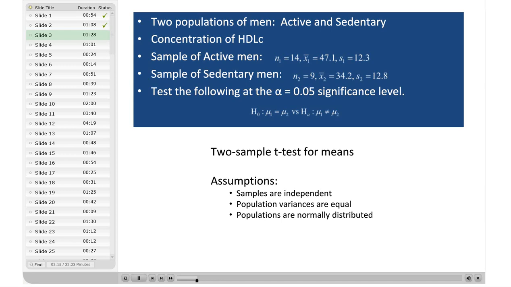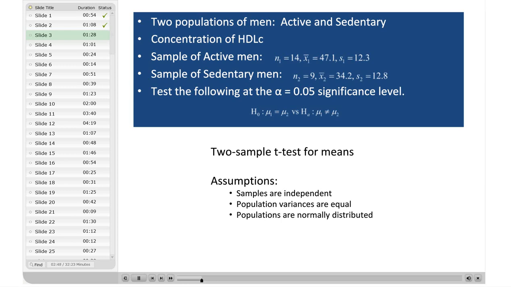Now when you're doing a two-sample t-test, it's important that you take into account which assumptions are valid in the situation that you're in. The first thing you need to think about is, are you dealing with two statistically independent samples or two paired samples? Now here there's no type of pairing involved at all. We just have a sample of active men and a completely statistically independent sample of sedentary men. So there's no pairing here. Therefore we're dealing with two statistically independent samples, so that assumption is valid.